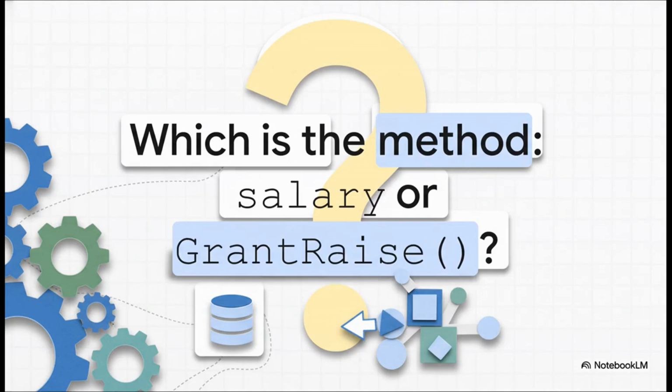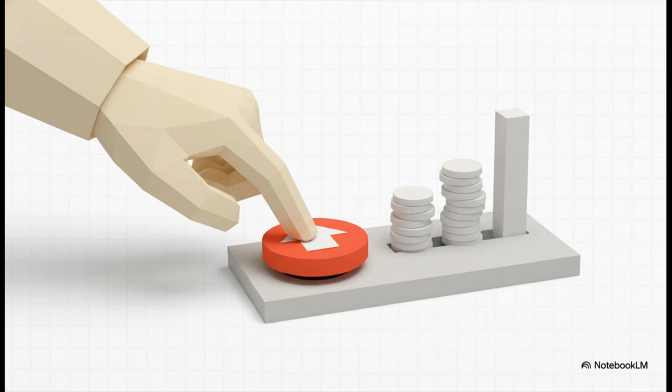Okay, one last check-in here. Looking at these two, which one is the method? Is it the piece of data, or is it the action? That's right. Grant raise is the method, because it's the action. It's the doing part of the object. The salary would be the attribute. That's the data that the method actually acts on.